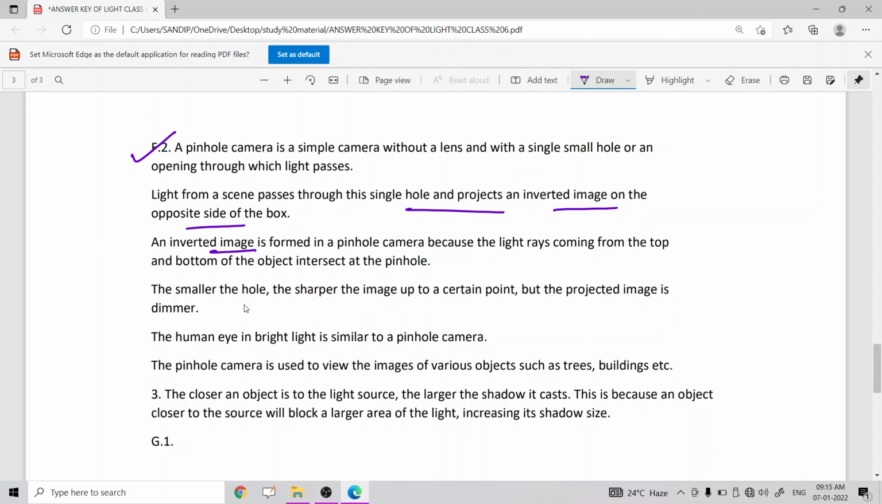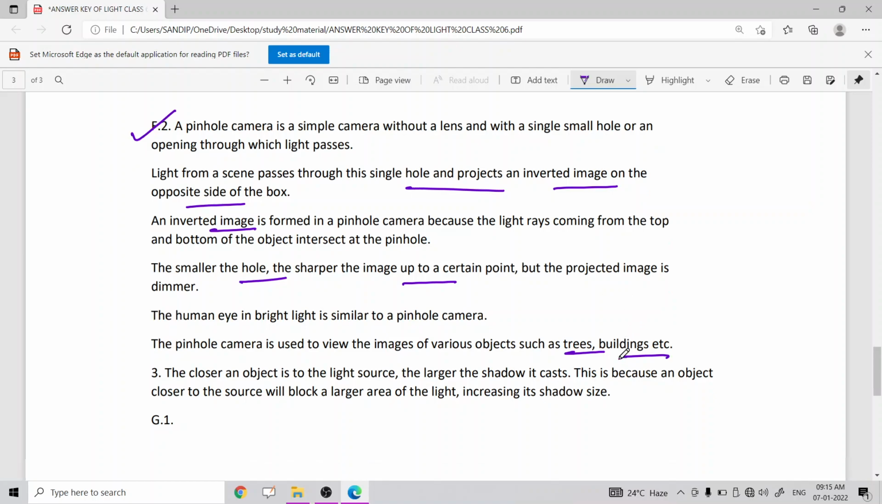Also, the smaller the hole, the sharper the image. If the size of the hole is bigger, then we get a less bright image. In general, a human eye is similar to a pinhole camera, we can say. We generally use a pinhole camera to see different types of images, like trees, buildings, any type of doll, etc. Now we move to question number 3, that is how we can change the size of a shadow with the distance between the object and the screen. It is also discussed here.